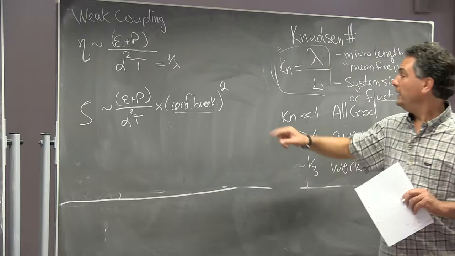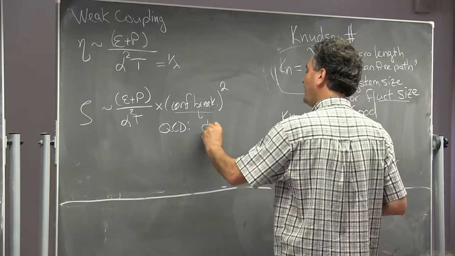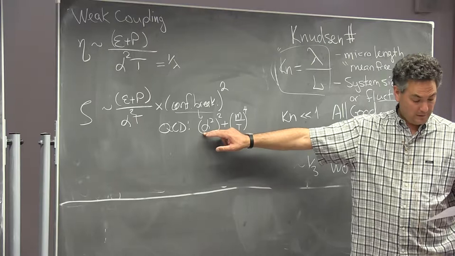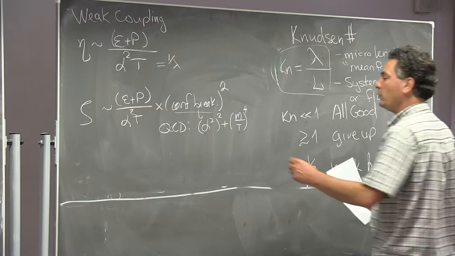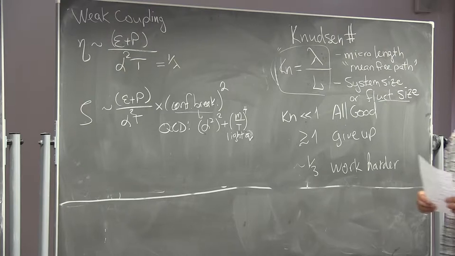It's generically second order in the breaking of conformality, which is, for instance, for QCD, you have here a factor of alpha squared, squared, plus (m over T) to the fourth. If the breaking of conformality is because of the running of the coupling, then it goes as alpha squared. If it's because of quarks having masses, if those masses are small compared to the temperature, then it's this. This is for a light quark. Okay. So the bulk viscosity for some systems is dramatically smaller than the shear viscosity.